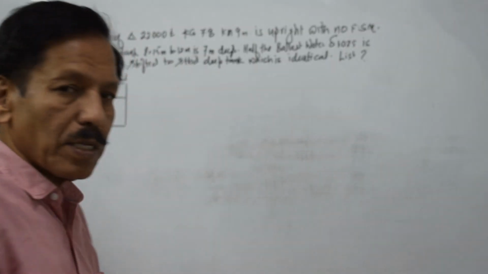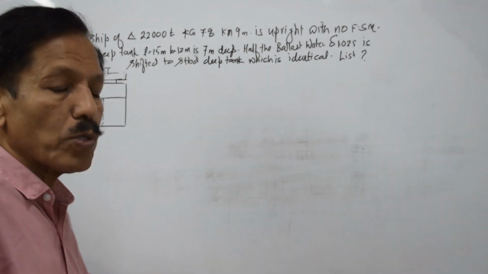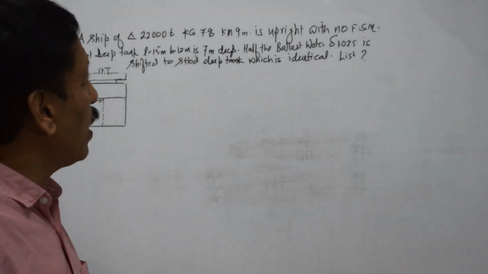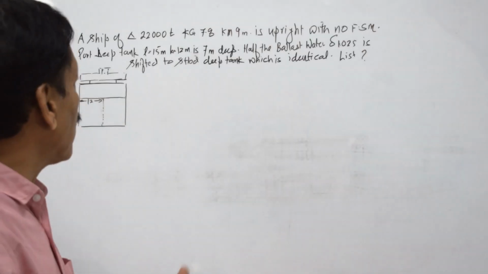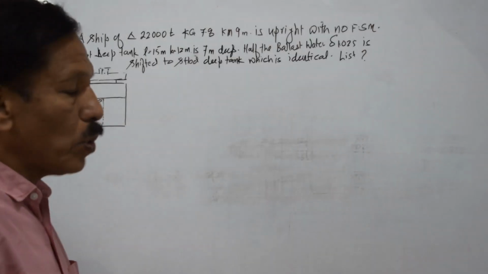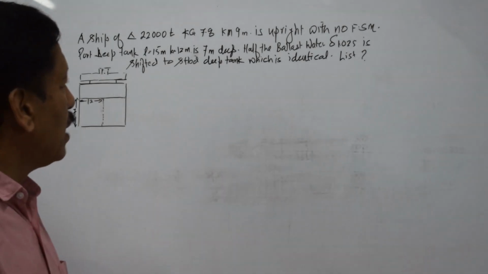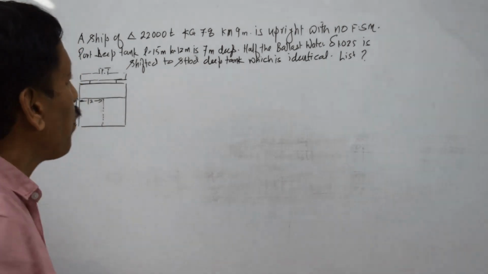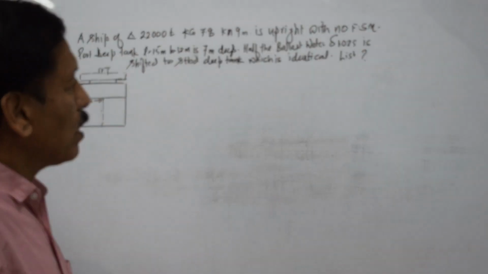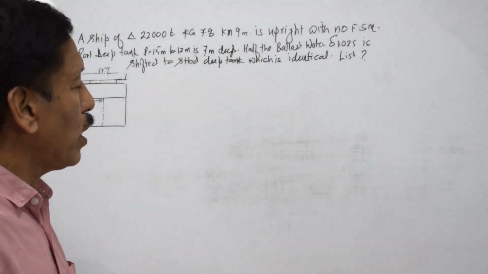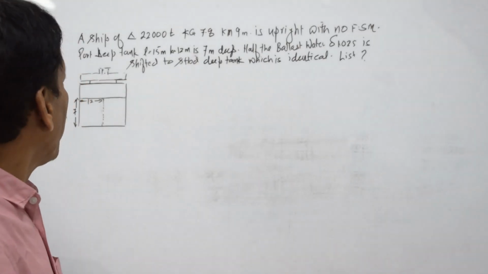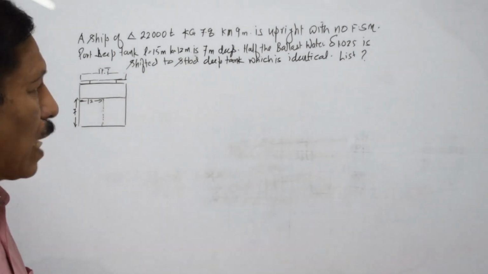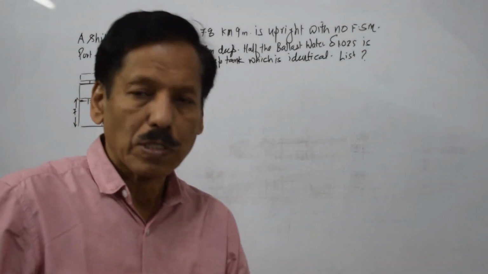It says there is a ship of displacement 22,000 tons, KG 7.8 meters and KM 9 meters, upright with no free surface moment. The port deep tank, length 15 meters, breadth 12 meters, is 7 meters deep. Half the ballast water, density 1.025, is shifted to the starboard deep tank, which is identical. What is the final list?